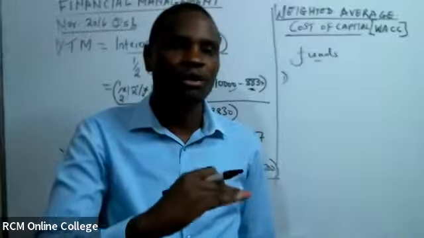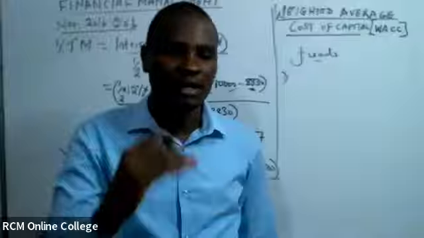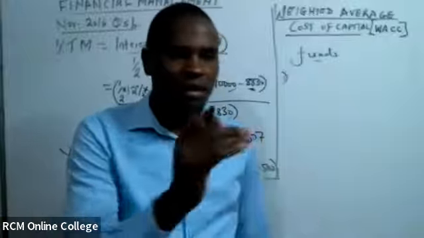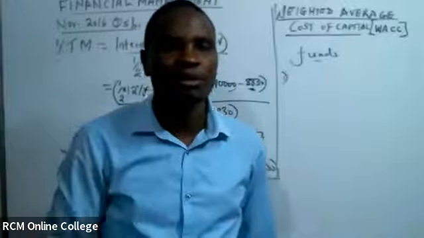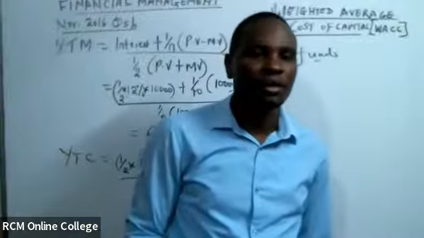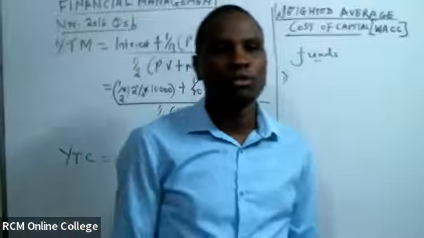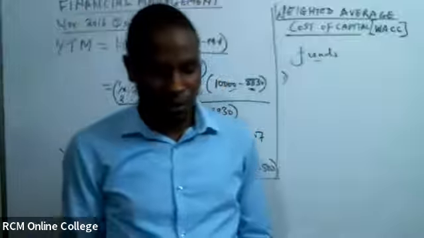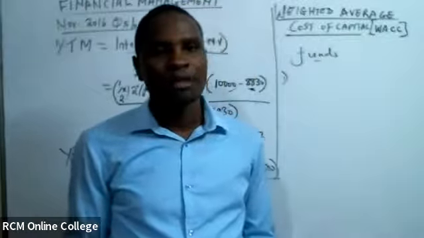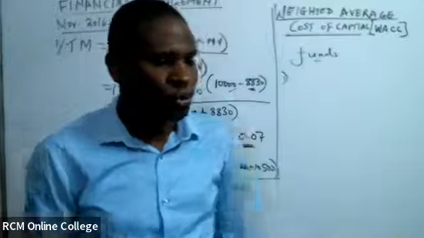Once we have the component costs of capital, now we move to the next part. So you can say KE, KD, and KP. Those are the costs of capital that we shall be dealing with. So the first thing is to calculate the component cost of capital. Number 2, calculate the weight or proportion.